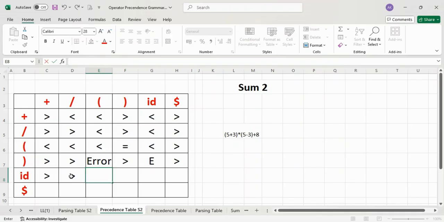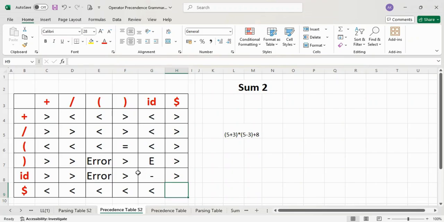Again, ID and opening bracket. I cannot have an ID and opening bracket in my equation, so I just write an error over here. ID and closing bracket, ID has greater priority. ID and ID, we do not put any sign over here. ID and dollar, ID has greater priority. Dollar has the least priority, so I will be giving less than sign for my dollar over here, and for dollar and dollar we write accept. So this is how my precedence table is created for the given grammar.